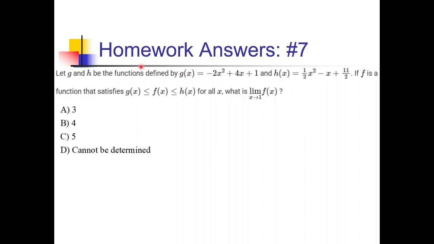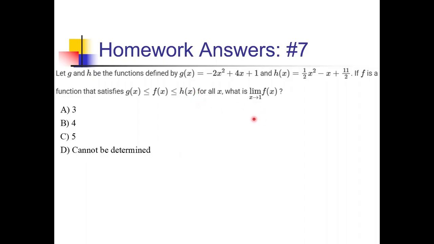On this one, we are given a g and an h function, and we are told that f is between g and h for all x's. Based off of this, we want to know the limit as x approaches 1 of f of x. We don't know what f of x is algebraically, but we know that for all x's, it's sandwiched between g and h. So if we take the limit as x approaches 1 of both g and h, and that happens to be the same number, then we know that f, which is always between those two, will have to share that limit.